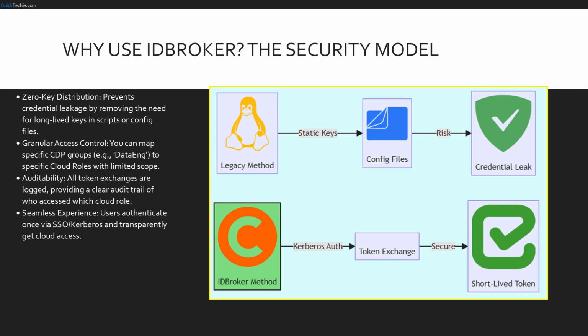Here we compare the legacy method with the IDBroker method. The legacy path involves putting static keys into config files, which leads directly to credential leak risks. The IDBroker path uses Kerberos auth to trigger a token exchange, resulting in a short-lived token. This visualizes the shift from persistent risk to ephemeral security.